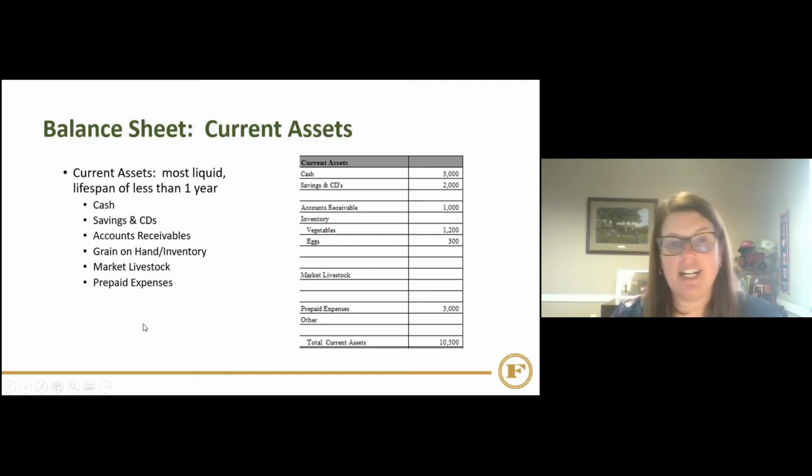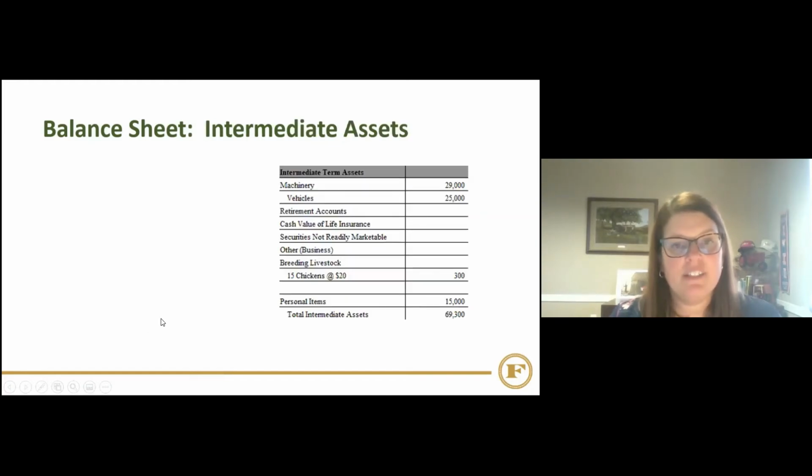So that's your first section, top left. Right underneath that, underneath the current assets, are the intermediate assets. They sit right in between the current and long-term assets and normally have a lifespan of 1 to 7 years. Items included in this section are machinery and vehicles, cash value of life insurance, retirement account balances, notes receivable, which basically means if you loan someone money, then the balance they owe you are your notes receivable. Securities not readily marketable. This would be things like government bonds and stocks, breeding livestock, and personal items.